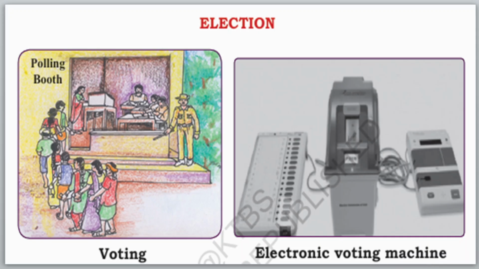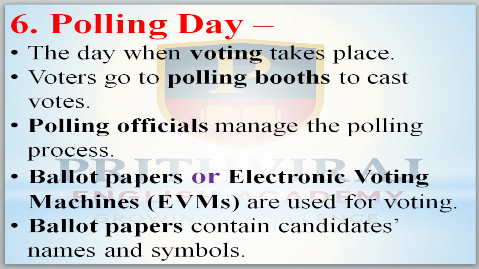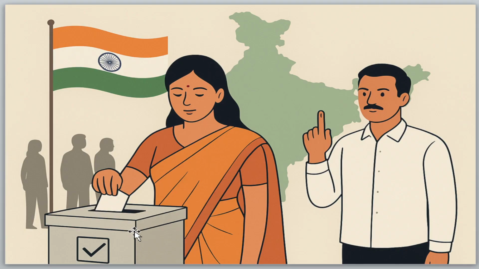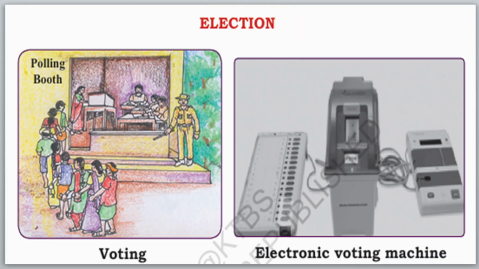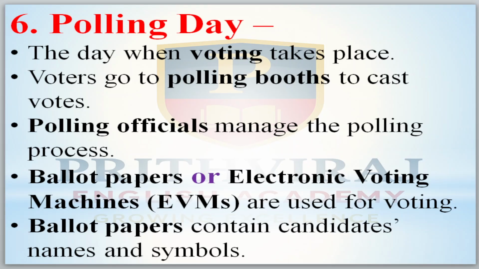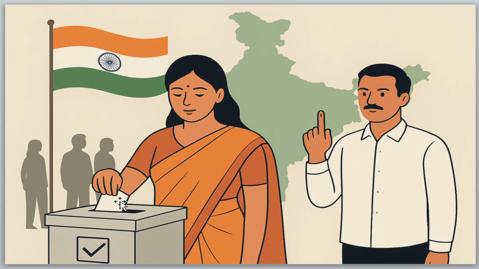Here is the picture. We will come to know after this explanation. But now move to the ballot papers and the electronic voting machines. Ballot papers mean a ballot box and a paper will be there, and in front of that they cast their vote. That is called the ballot paper. But nowadays we are using machines, called electronic voting machines, EVMs, for voting. This is the ballot paper.